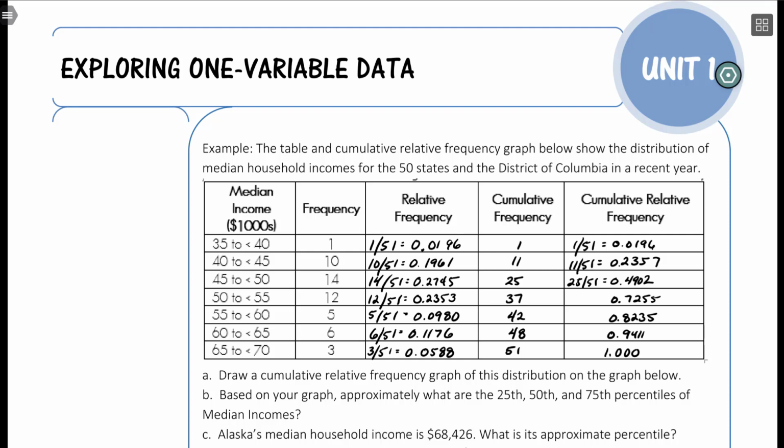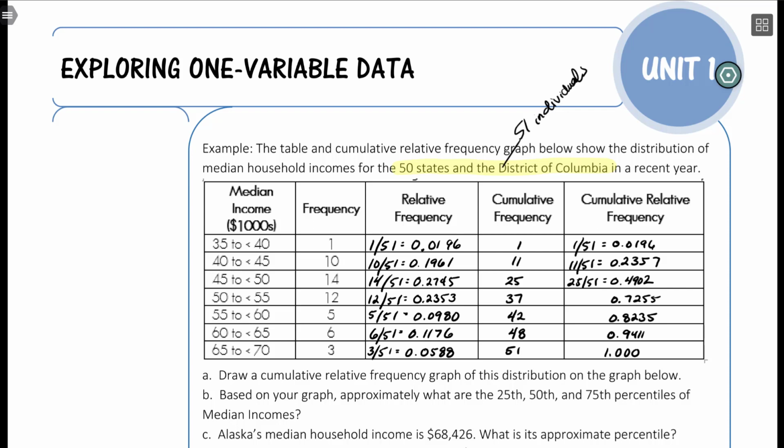And this one is saying the table and cumulative relative frequency graph below show the distribution of median household incomes for the 50 states and District of Columbia. So the first thing I want to recognize is that if I'm looking at the 50 states plus Washington, D.C., I have 51 individuals in the distribution, okay?